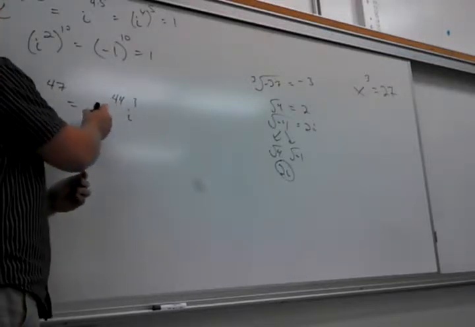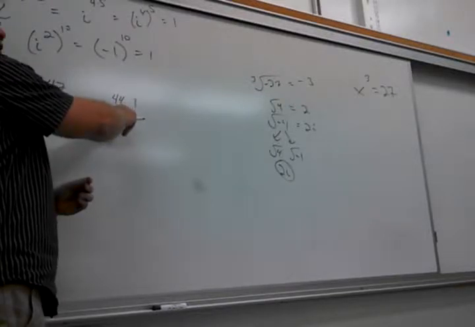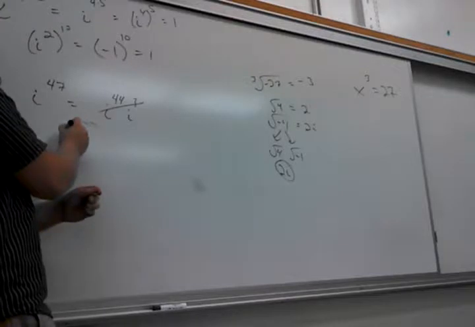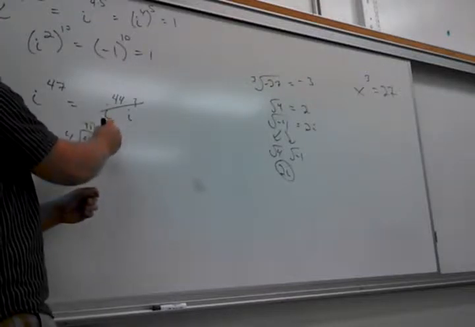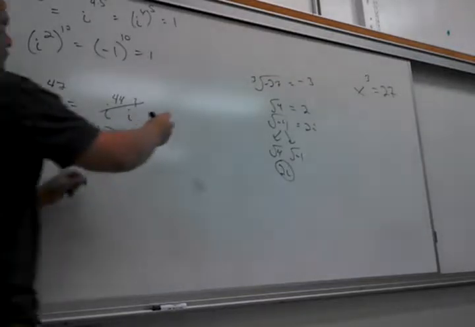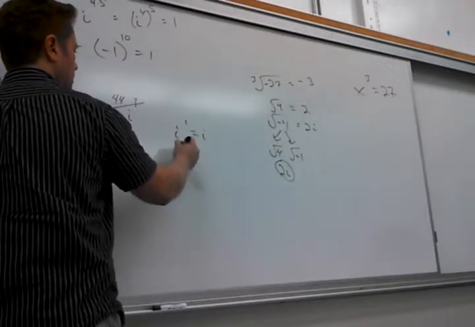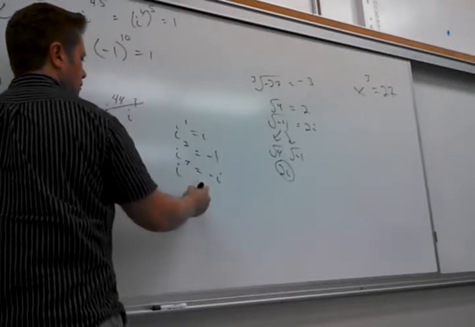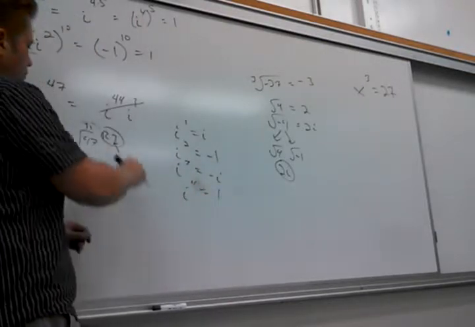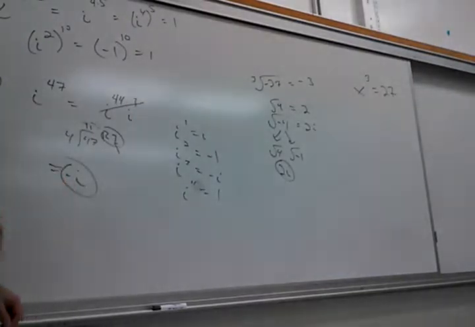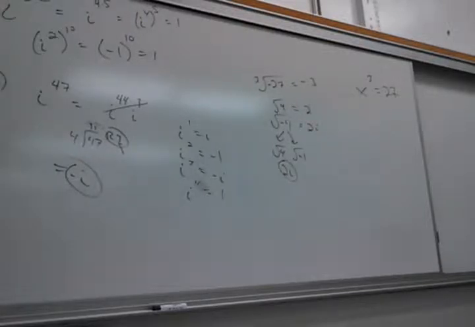And i cubed is negative i. But to me, I don't even like this. I just like doing what we just said. 4 goes into 47, 11, remainder 3. So I know I'm the third one in the cycle. You just got to remember what the cycle is. i to the 1 is i, i squared is negative 1, i cubed is negative i, i to the 4th is 1. So I'm the third in the cycle. The answer is negative i.